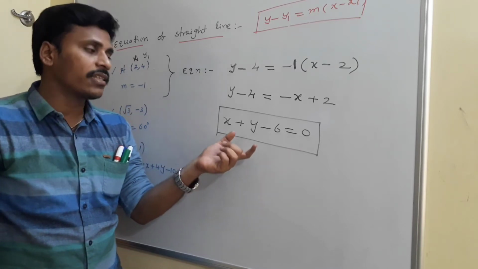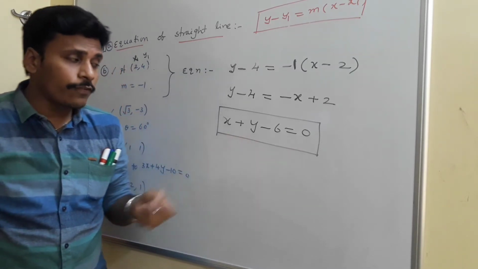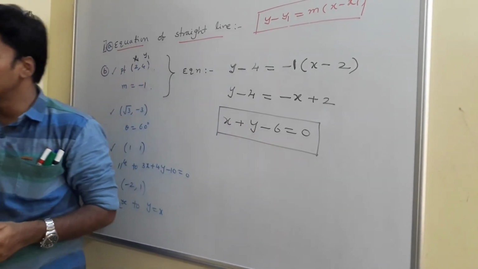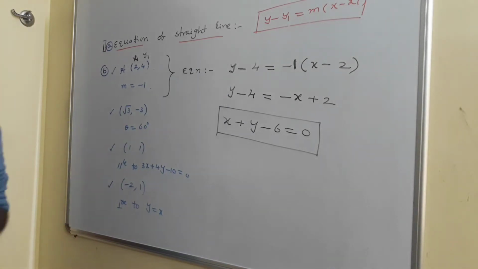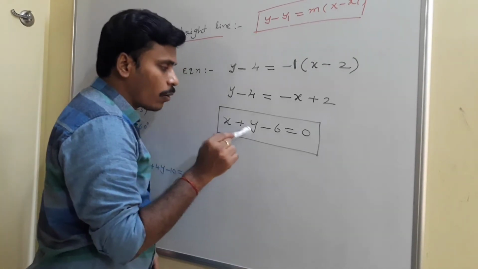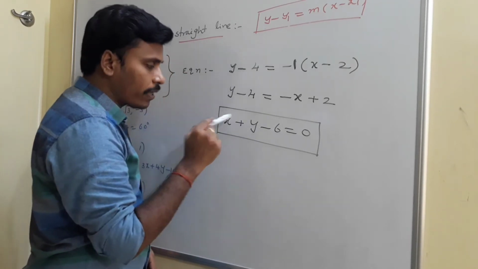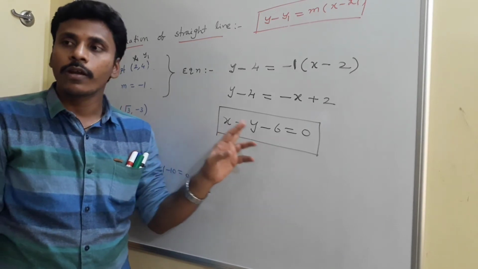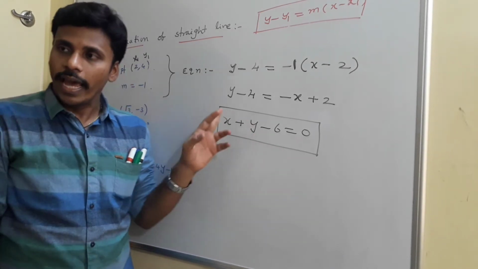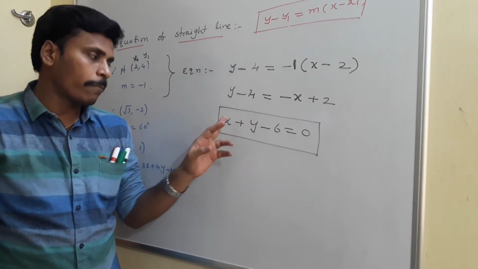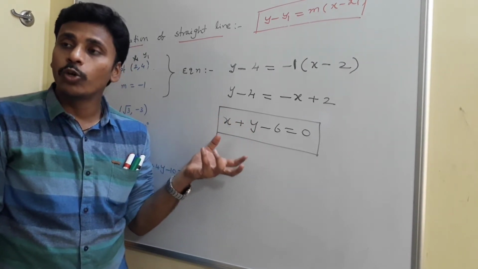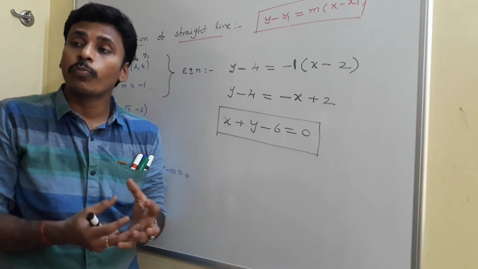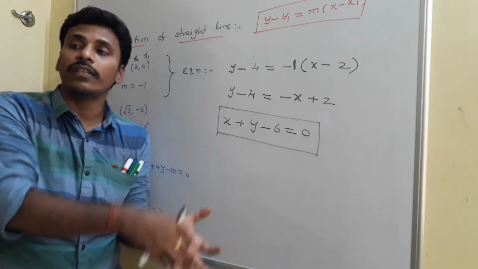After finalizing the equation of the straight line, if you analyze this, x plus y minus 6 is equal to 0, algebraically it is a linear equation in two variables. So in the place of x and y, if you replace different numbers, you will get many solutions for this equation. For example, x 1, y 5; x 2, y 4; x 3, y 3; x minus 1, and then y is 7. All these values of x and y satisfy this equation. All those values are points on this straight line.